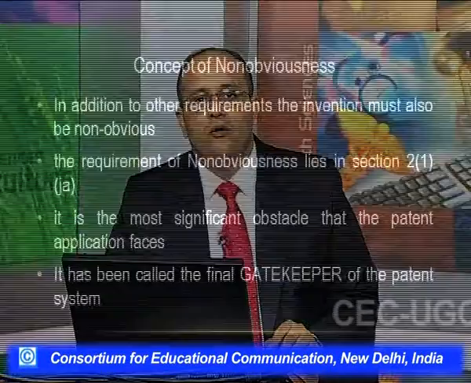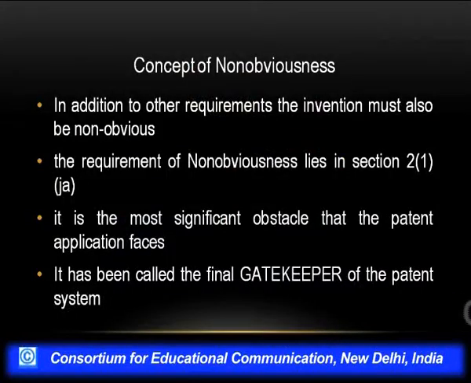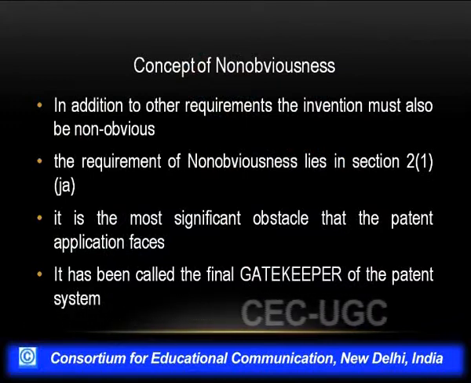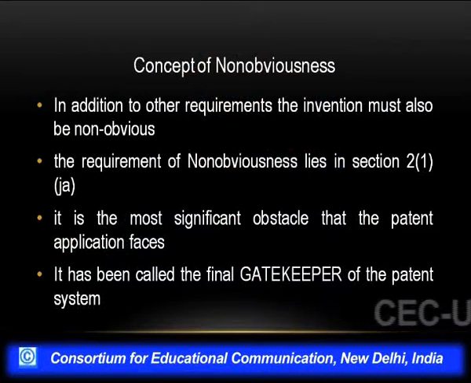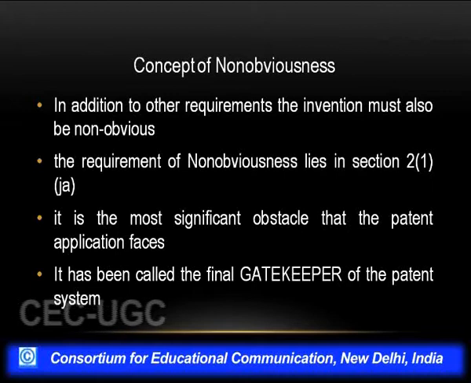So friends, as I mentioned, it is the most significant obstacle or hurdle for a patent applicant while applying for or seeking the patent protection. Let's see another important point which would make the conceptual basis of the non-obviousness. It says that this requirement of non-obviousness is termed as the final gatekeeper of the patent system. It is termed as the final gatekeeper.